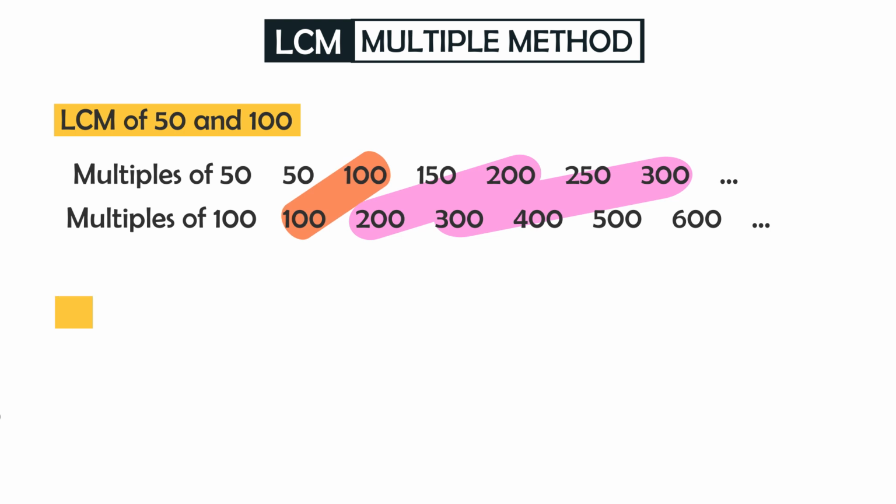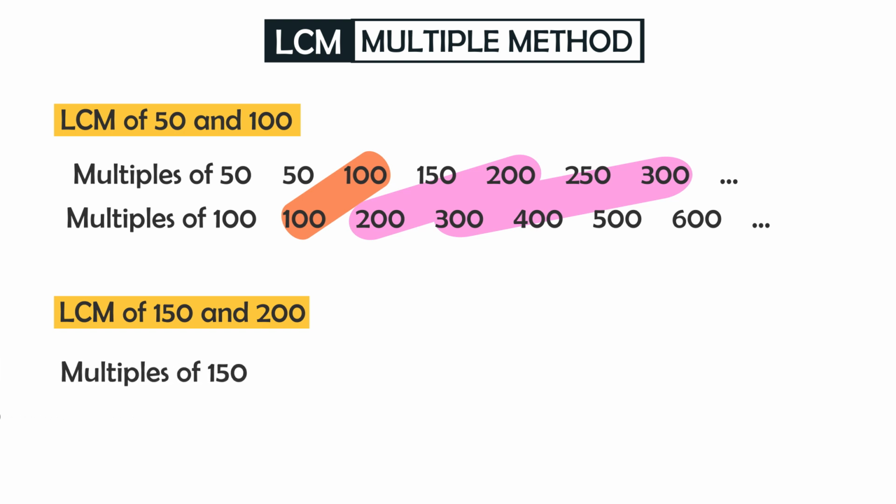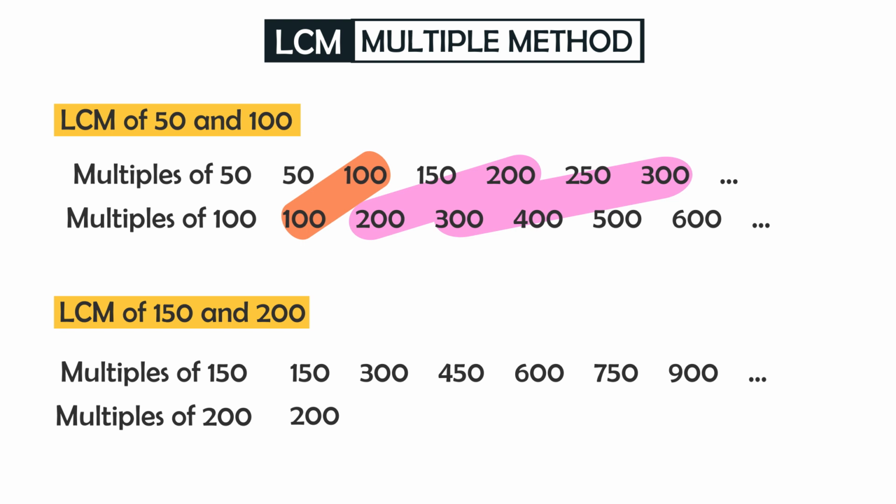Now let's find the LCM of 150 and 200. What are the multiples of 150? 150, 300, 450, 600, 750, 900 and so on. The multiples of 200? 200, 400, 600, 800, 1000 and so on.